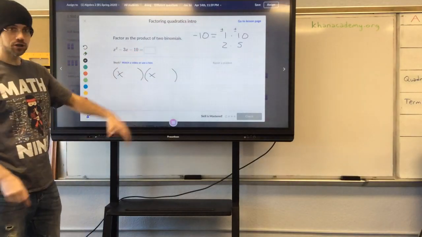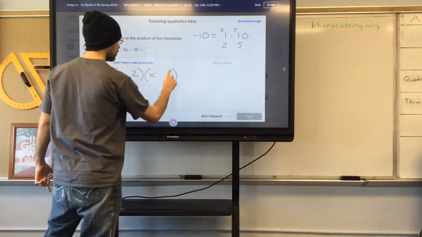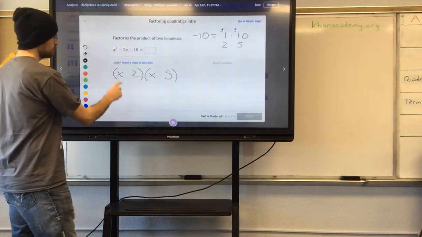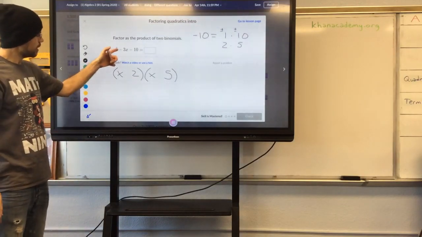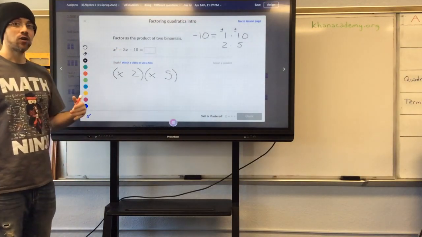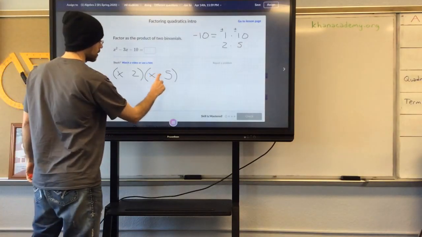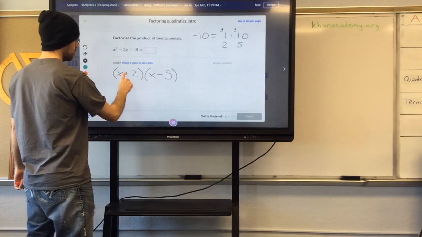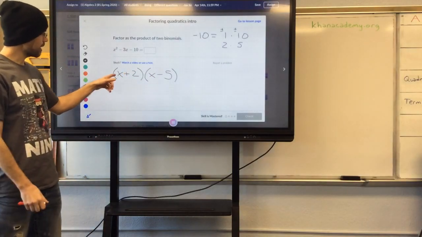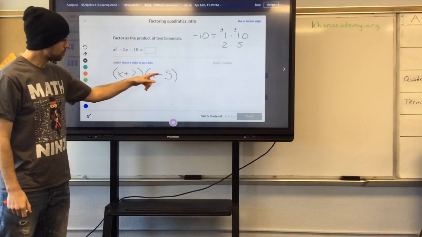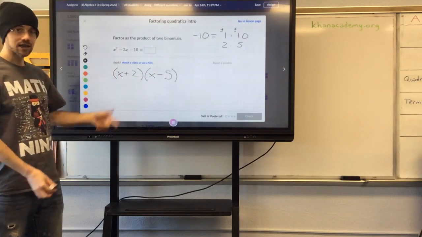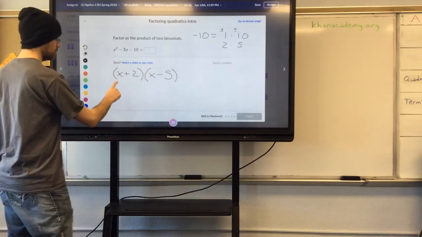Alright, so it's going to be 2 and a 5, and we have to figure out what sign is it. So if we want a negative 3, we're going to have more negative x's than positive x's. So I'm going to put negative 5 and positive 2. So now I get 2x minus 5x. That's negative 3x. So let's just roll through and see what happens.